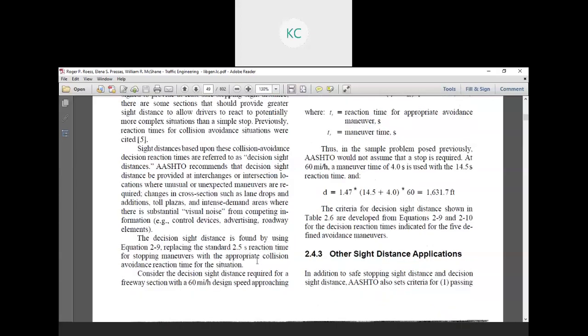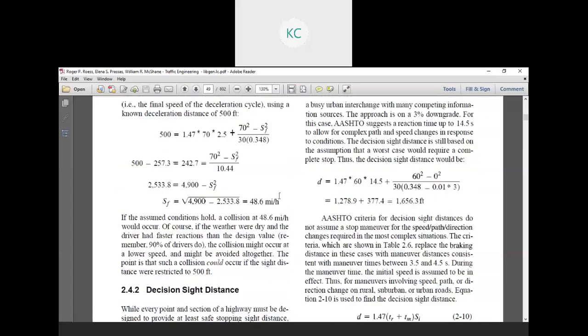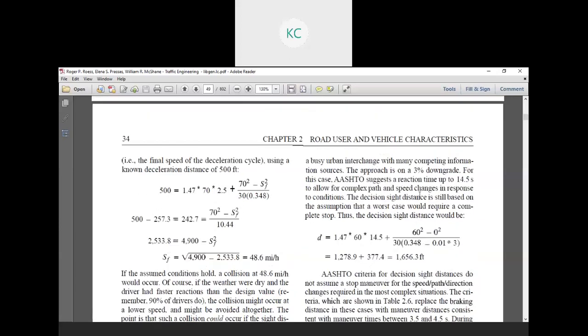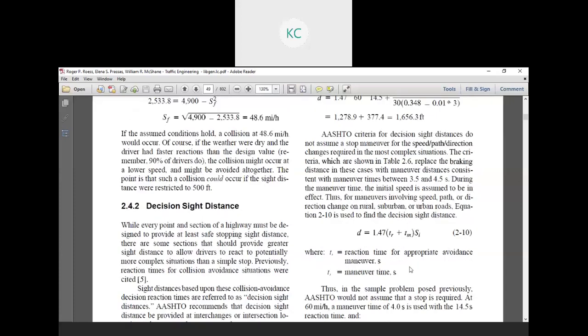So the decision sight distance is found by using the equation, replacing the standard equation, B is equal to 1278.9 plus 377.4, which is equal to 1656.33. It suggests that on a highway stretch not this much stopping sight distance is required, but at an intersection, providing this amount of stopping sight distance is required just to avoid collision of different vehicles at that location.